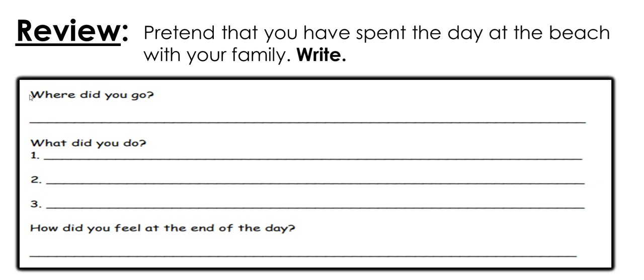Where did you go? Okay, I went to the beach, or I went to the cinema, or I went to the mosque, whatever you want to talk about. What did you do? One, two, three. You have to put three things that you did on that day. Then, how did you feel at the end of the day? You have to also mention at the end.